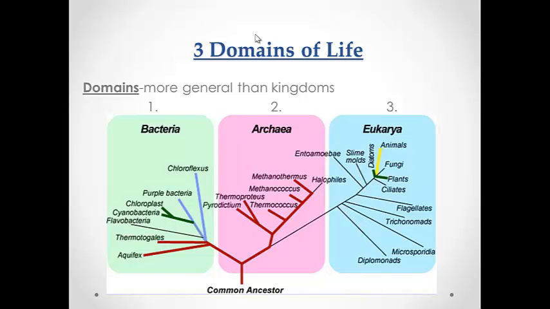These are the 3 domains of life. Pretty much all living things fit somewhere in one of these 3 domains. Domains are more general, more broad, more inclusive, or for lack of a better word, bigger than kingdoms. So the first one is bacteria, and they include these types over here, archaea and eukarya.